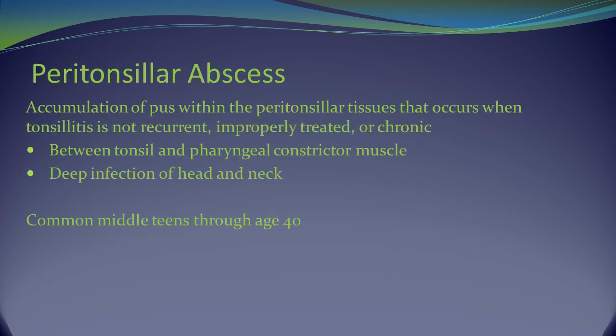Now we'll go on to peritonsillar abscess. A peritonsillar abscess is an accumulation of pus within the peritonsillar tissue, between the tonsil and the pharyngeal constrictor muscle. It is usually a deep infection of the head and neck, seen mainly in teens up until the age of about 40. It's not usually seen after that, but it can be, it's just not common.